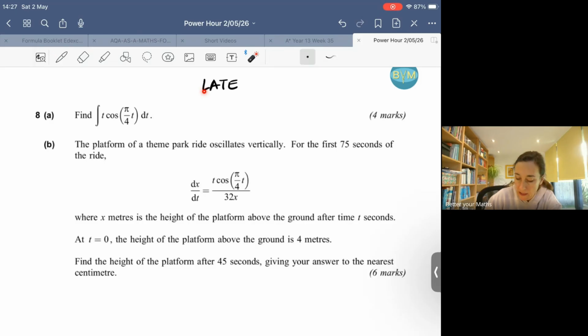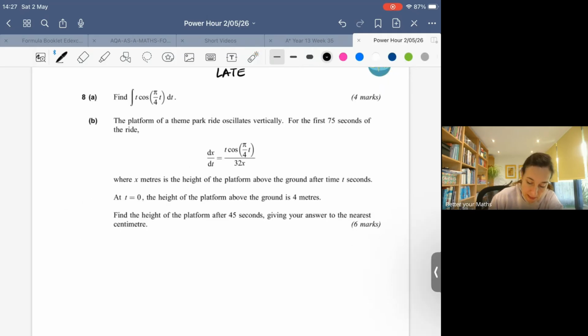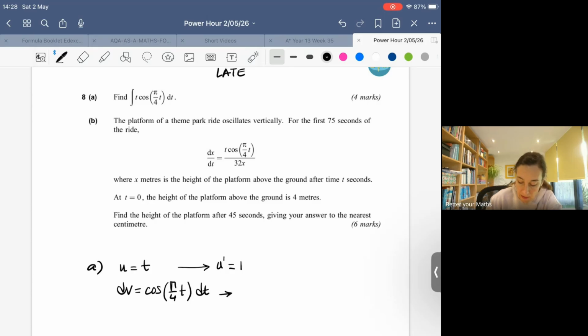So in this case, I don't have logarithm functions, but I have an algebraic function that is the p. So t is going to be my u. So I'm going to do u is t, and dv is everything else, so cos pi quarters t dt. I'm going to derive this one. So u prime is just 1. And I'm going to integrate this one.